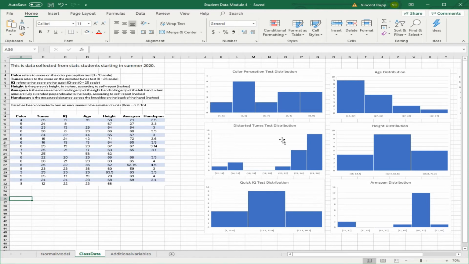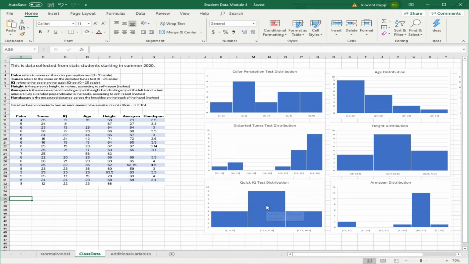The distorted tunes distribution was not even close. It's incredibly left skewed. There were a number of people who are really good in this class about identifying these tunes. I scored, well, I'm not going to tell you, but it was definitely at this end. So this is definitely not approximated by a normal distribution.